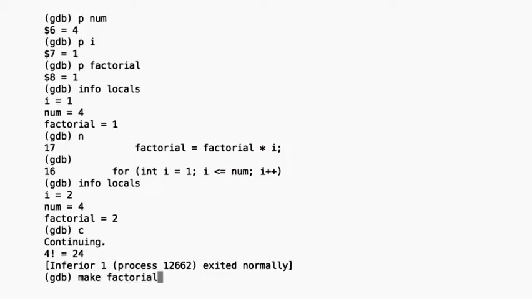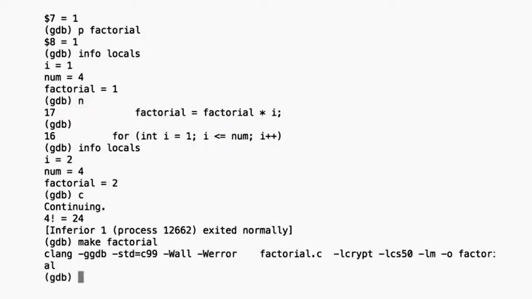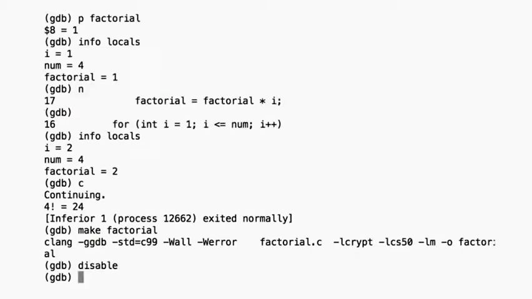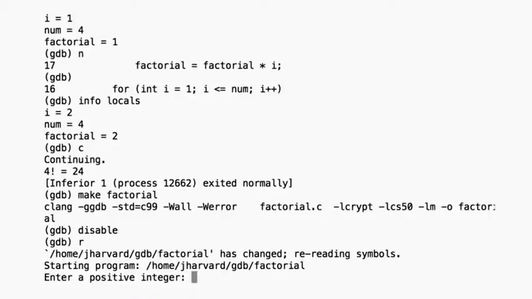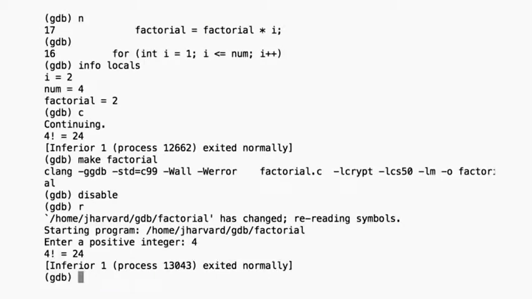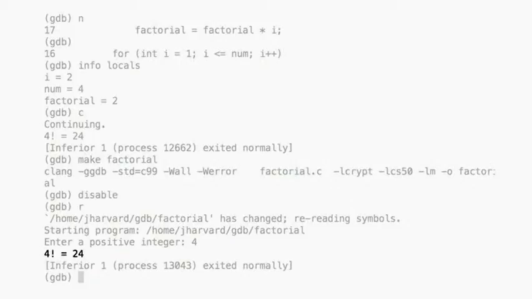So that we don't keep hitting the old breakpoints, let's disable them with the, you guessed it, disable command. This will disable all of our breakpoints. Now we can restart the program with r and make sure everything's OK. Looks like everything's good to go. Factorial of 4 prints out 24, just like we thought.